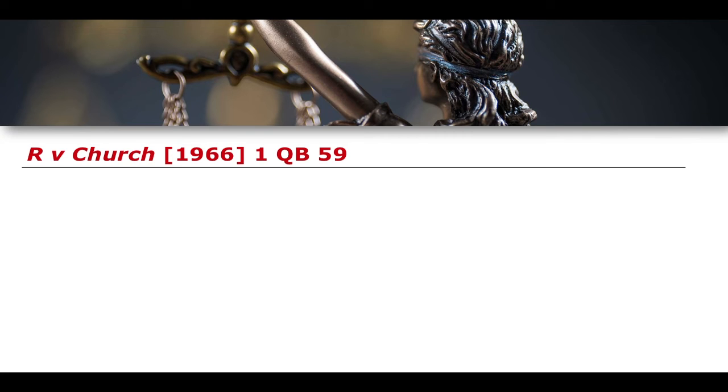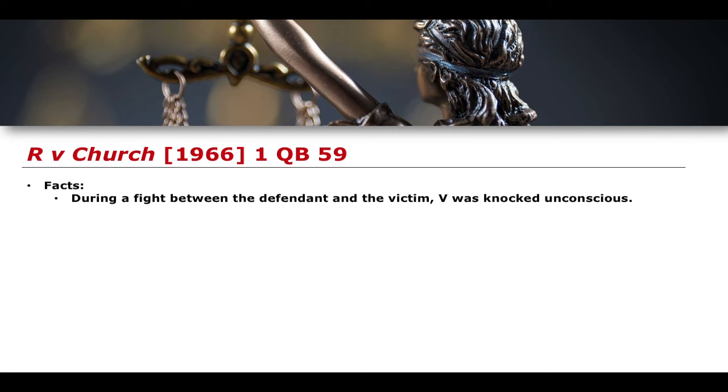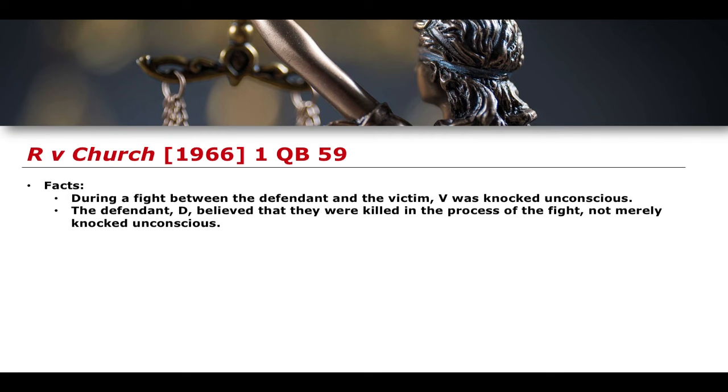In the case of Crown versus Church from 1966, we see a fight that takes place between the defendant and a victim. During this fight, the victim would get knocked unconscious. The defendant, D, believed that they had killed the victim in the process of the fight, and not merely knocked them unconscious. So they had a fight, the victim was punched or fell to the floor and banged their head, and they were knocked unconscious. The defendant thinks, oh my god, I've just killed this individual.